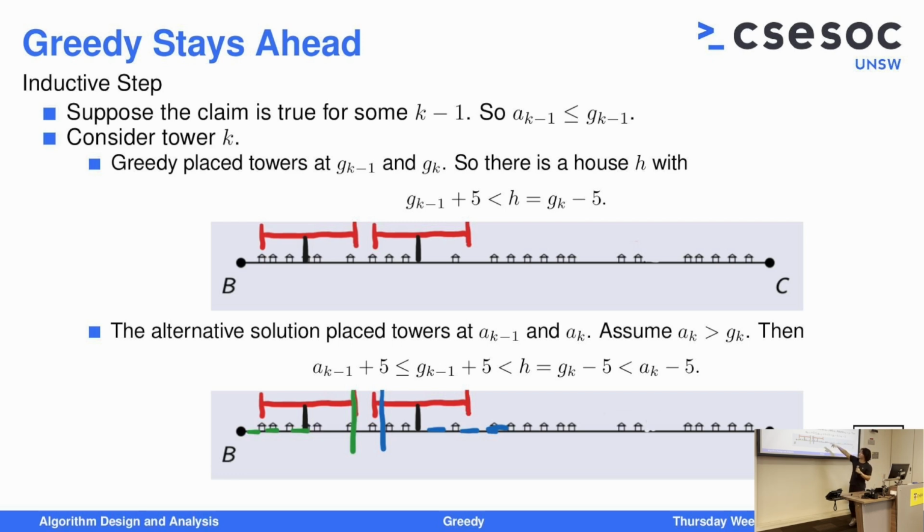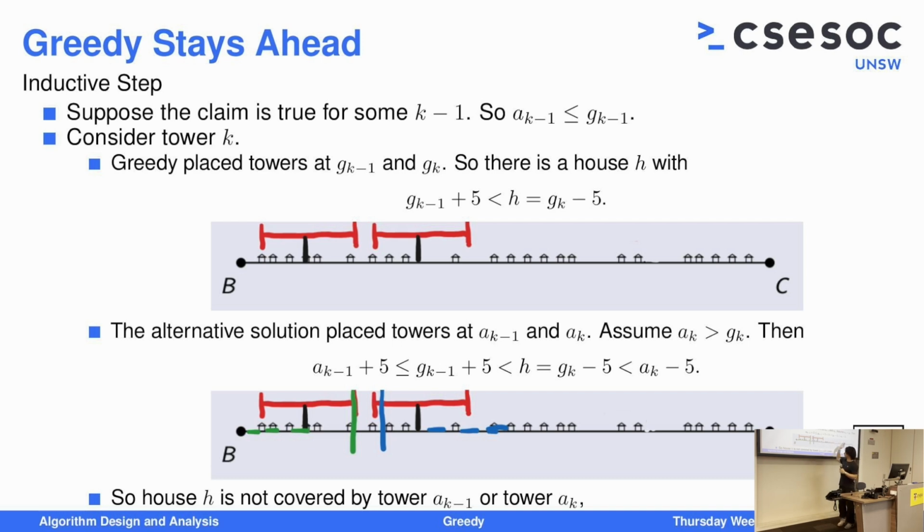Right? This is from our inductive step. Plus 5 is less than h, which is equal to gk minus 5, which is less than or equal to ak minus 5. So you can see that the house h would not be covered by tower ak minus 1 or tower ak, because this is less than or equal to gk. So h is equal to gk minus 1 plus 5, which is equal to gk minus 1.